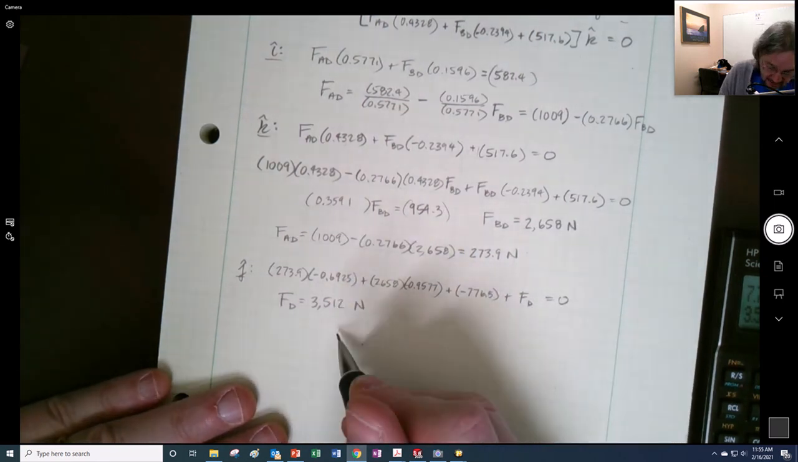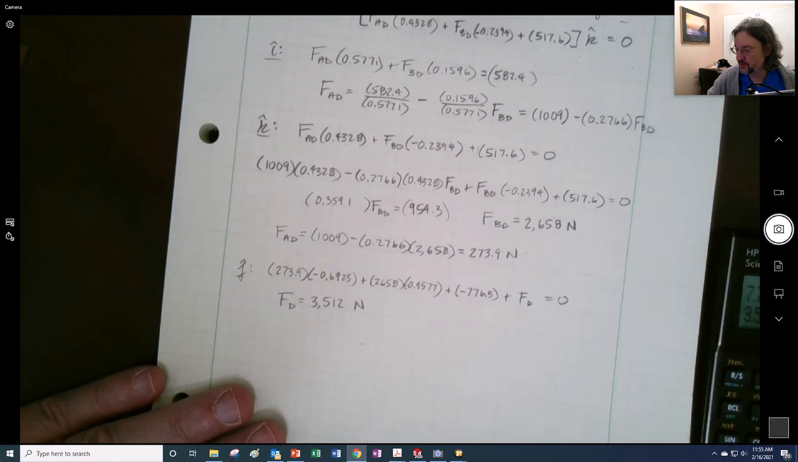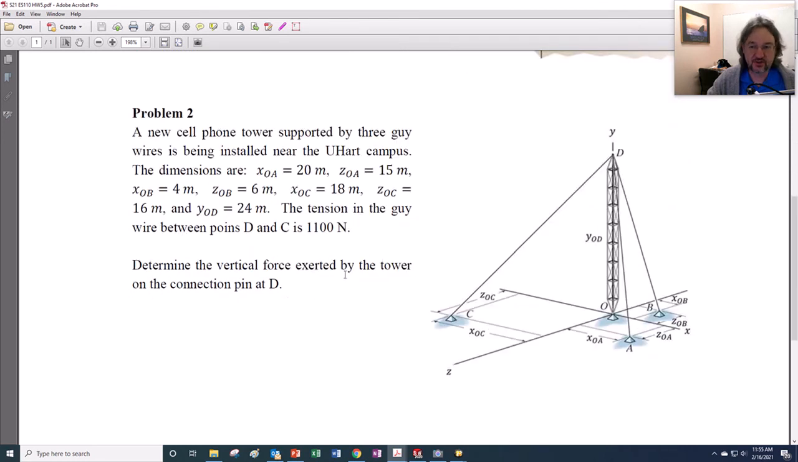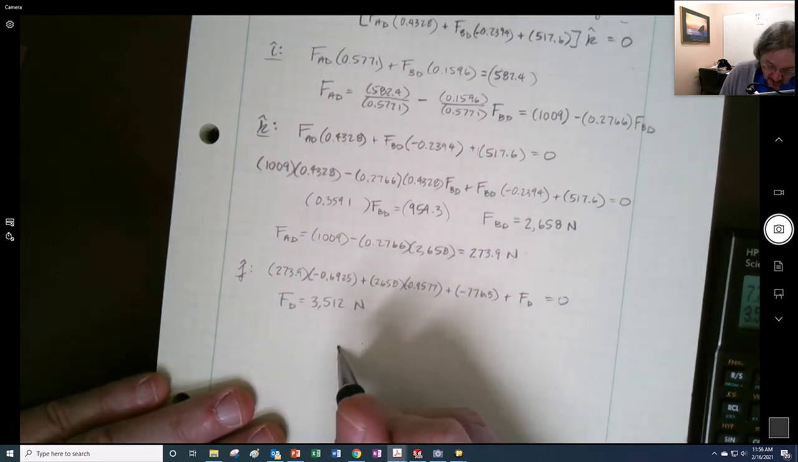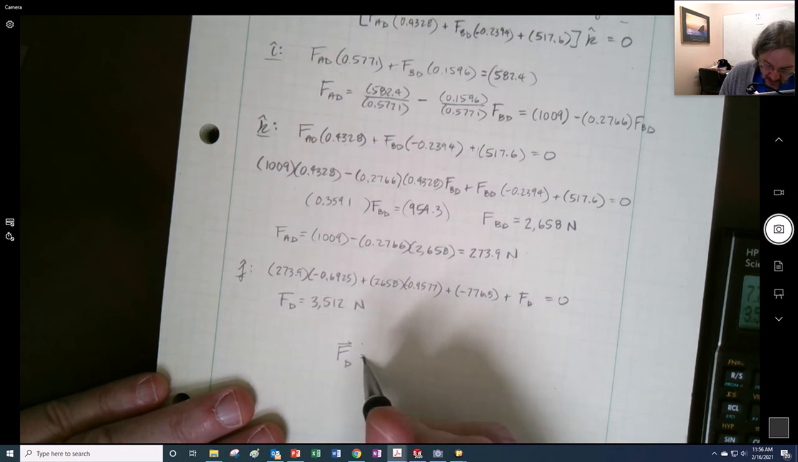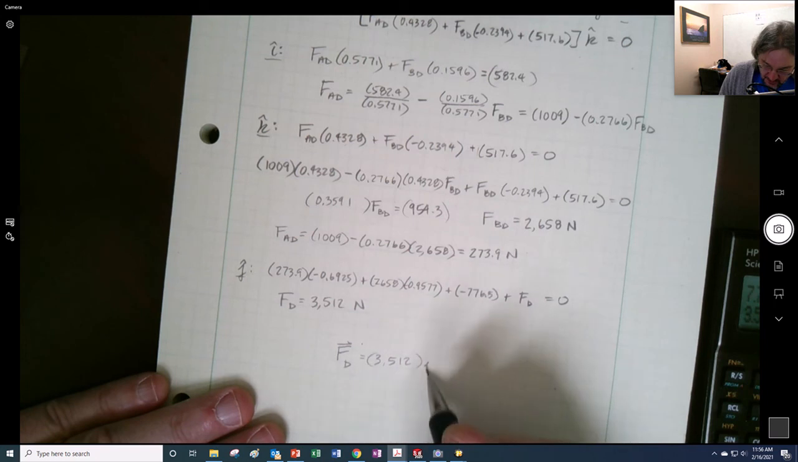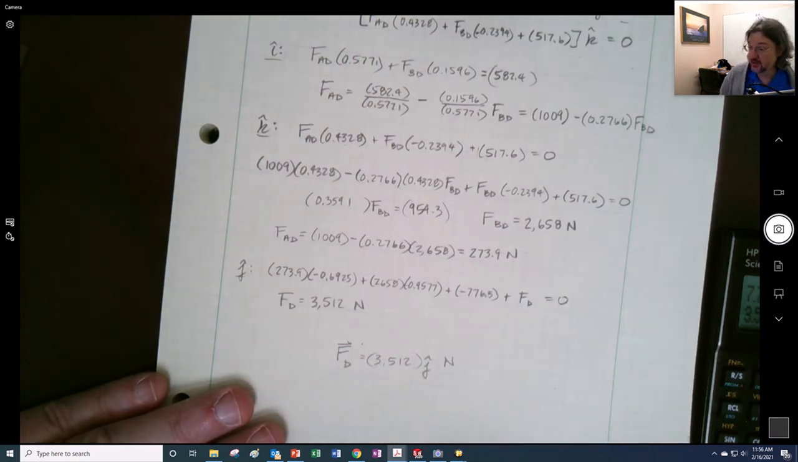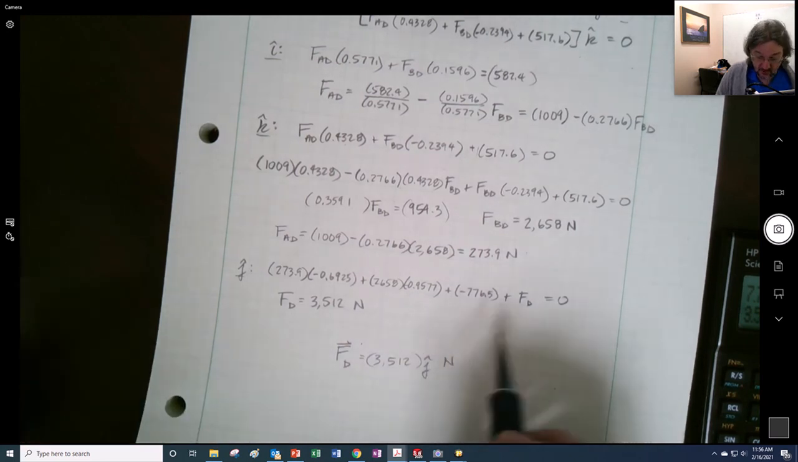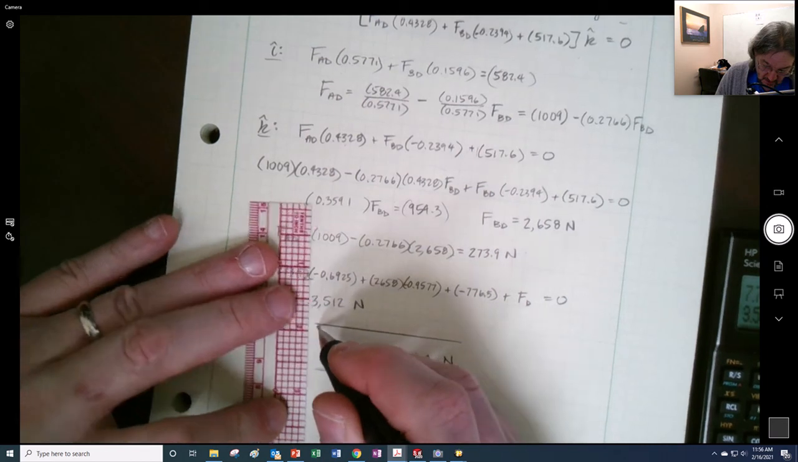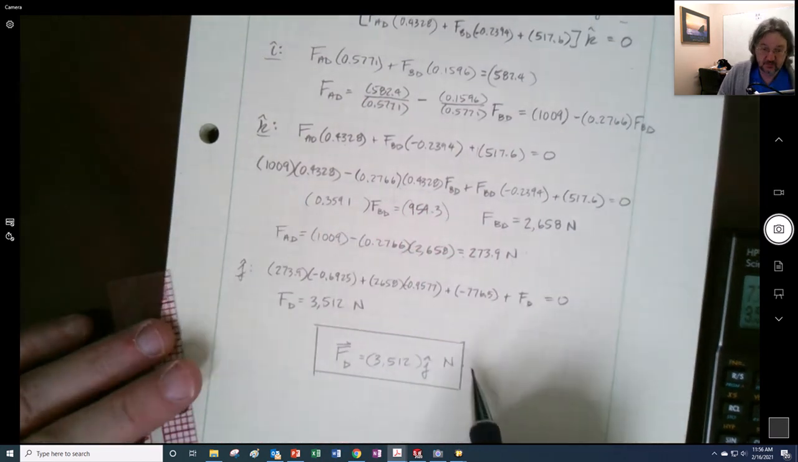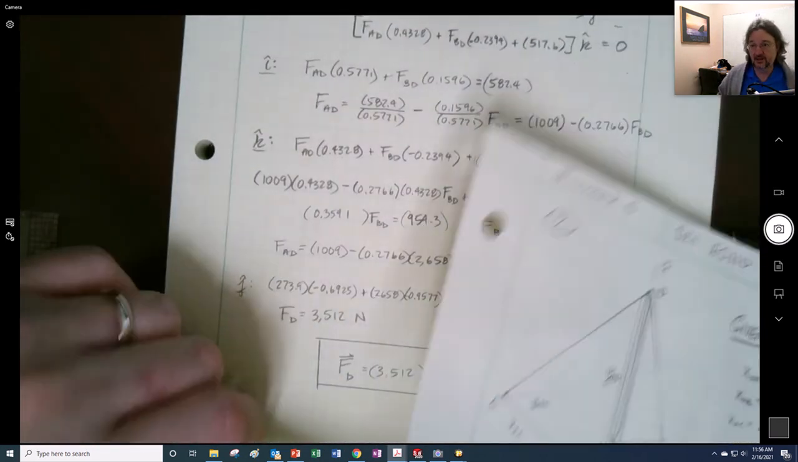So in this case, we were asking for, let's reread the question. This is a really good thing to do. Reread the question. The vertical force exerted, okay? So we probably could answer this with just a magnitude. I don't think it's necessary that we have it be a force, but it doesn't hurt to say that this is 3,512 J newtons, because it does say by the tower on the connecting pin, right? So that kind of does imply that we want to give the thing a direction. And we are done. We could have also, instead of the J, could have put an arrow going straight up onto the thing.